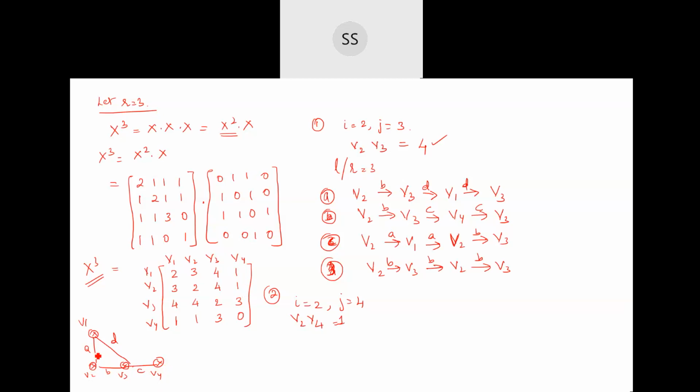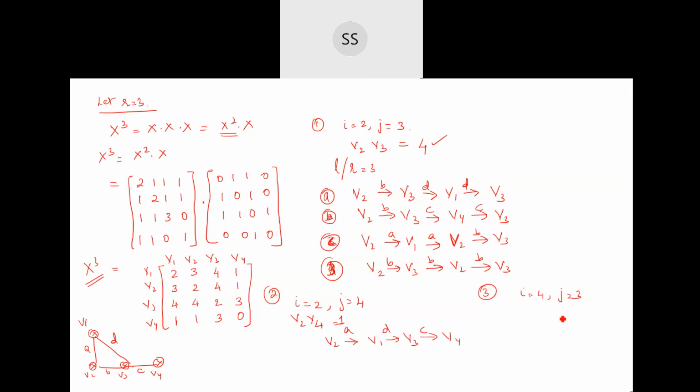You can simply write from V2 you go to V1, from V1 you go to V3 and from V3 you go to V4. So you can prove it by saying that you have the edge sequence: from V2 I go to V1, from V1 to V3, and from V3 I go to V4. So how many edges are coming? A, B and C. So our value is 3. This is also satisfied.